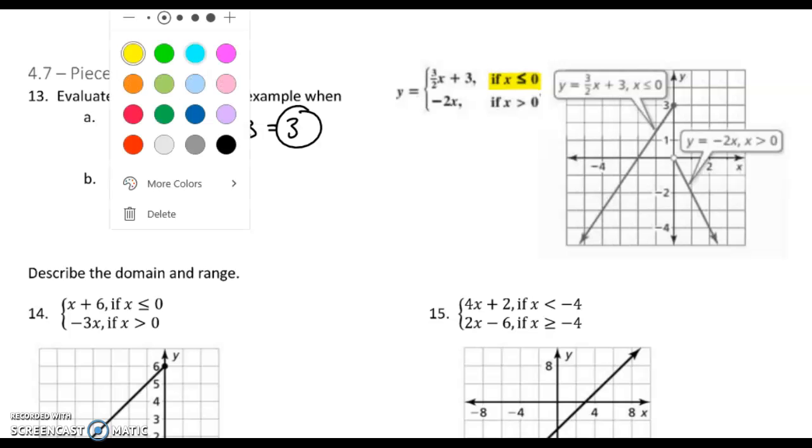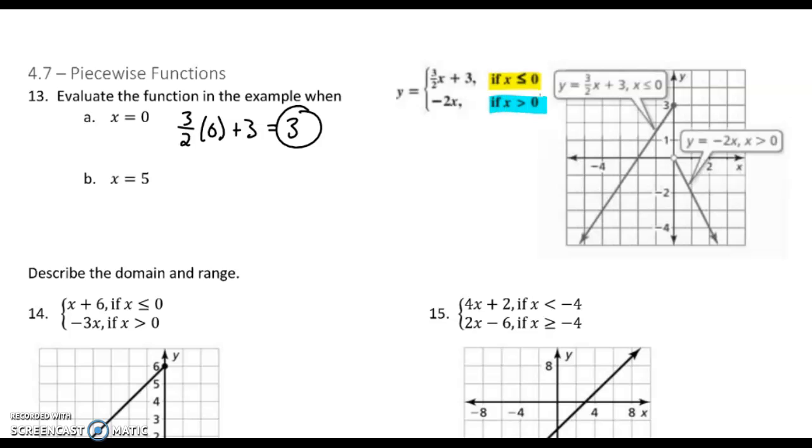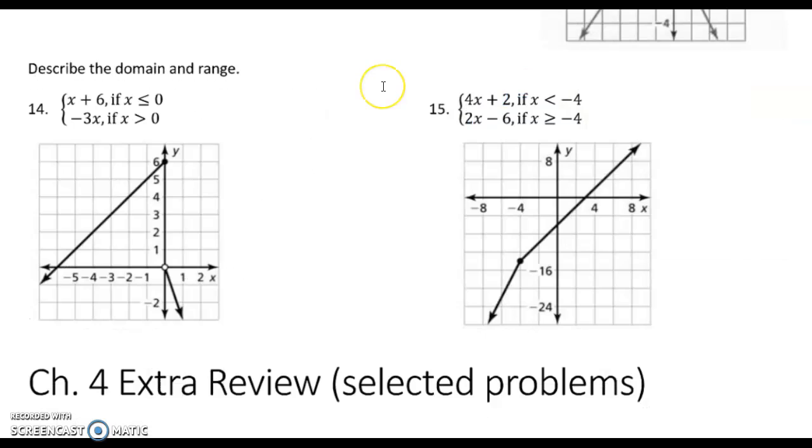So I would say that that is going to go with this because x is greater than 0. 5 is greater than 0. So that tells me to use this equation. So I'm going to use the equation negative 2 times x. I'm going to plug 5 in for x, and my answer is negative 10.